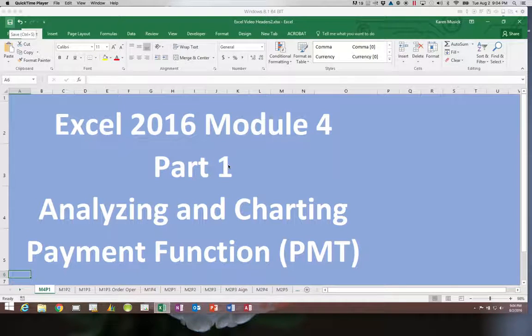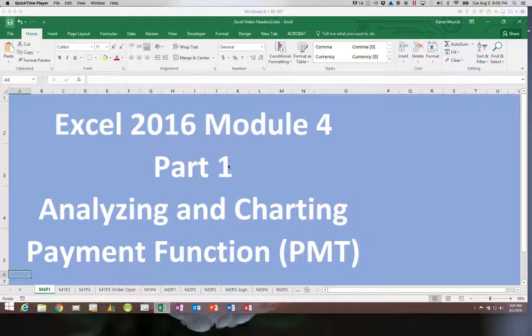This is Excel 2016, Module 4. The majority of this module is on charting, creating different forms of charts or picture ways of displaying your data. However, the very first segment is using a payment function which will allow us to calculate a loan repayment amount.